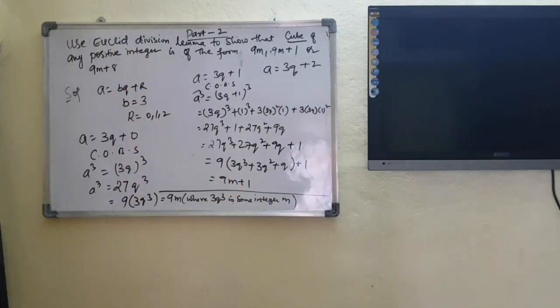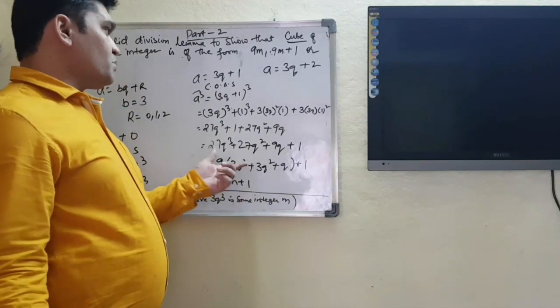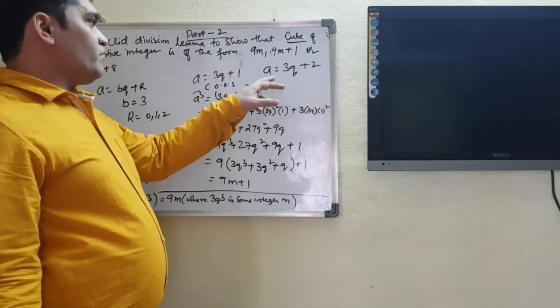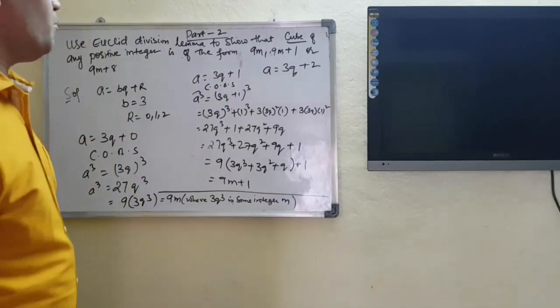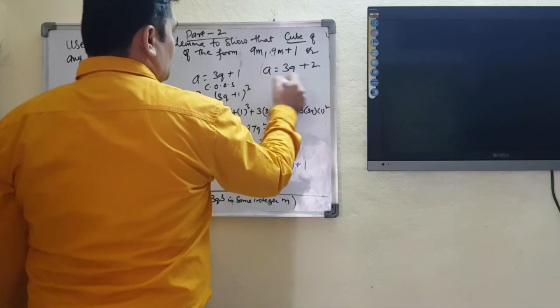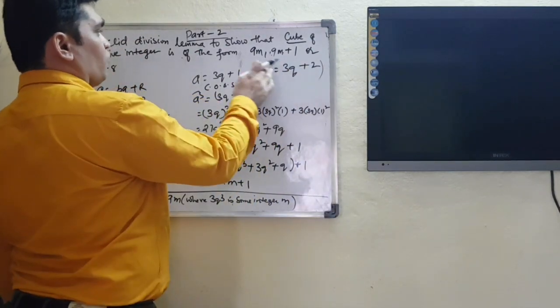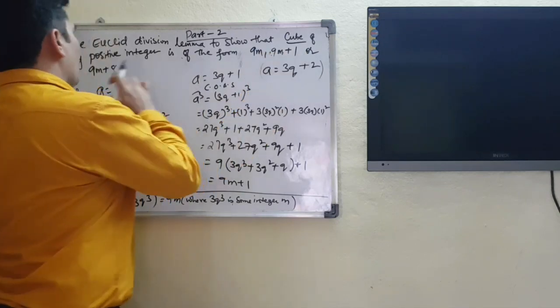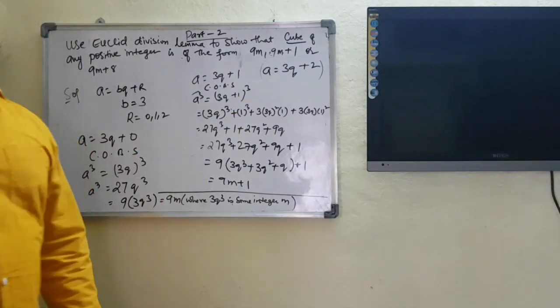So now we have understood that 9m plus 1 is completed. Now one more thing is left, that is a equal to 3q plus 2. I am giving you as homework, please try and check whether a equal to 3q plus 2 can be written in the form of 9m, 9m plus 1 or 9m plus 8. Okay?